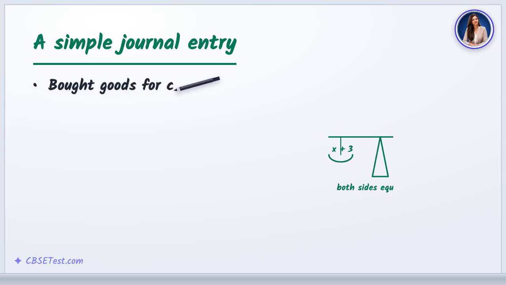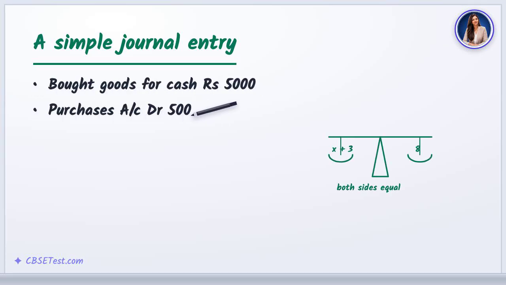Let us record buying goods worth 5,000 rupees for cash. Purchases account is an expense, so we debit purchases account by 5,000. Cash, an asset, decreases, so we credit cash account by 5,000. Debit equals credit, the entry is complete.